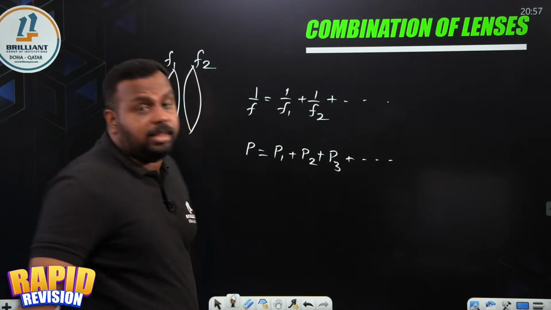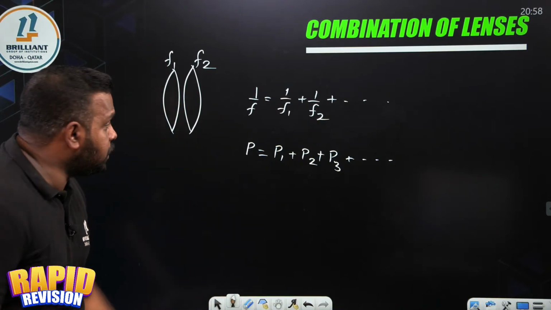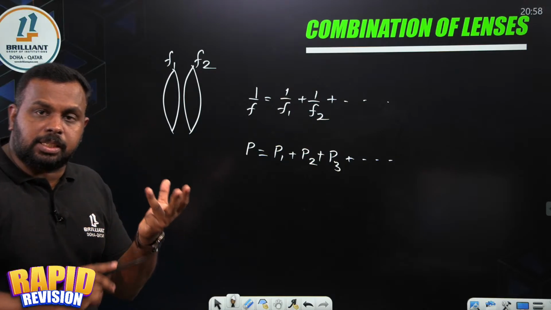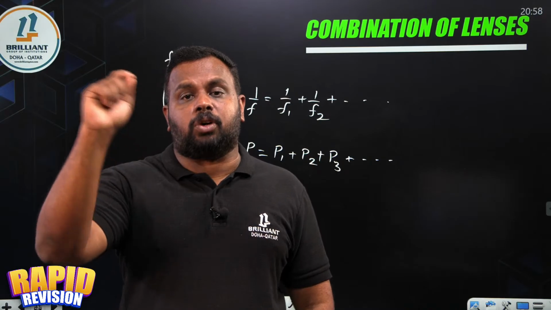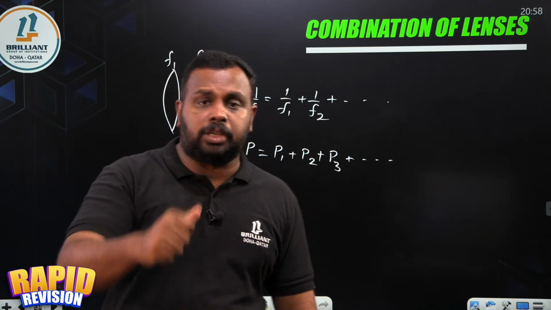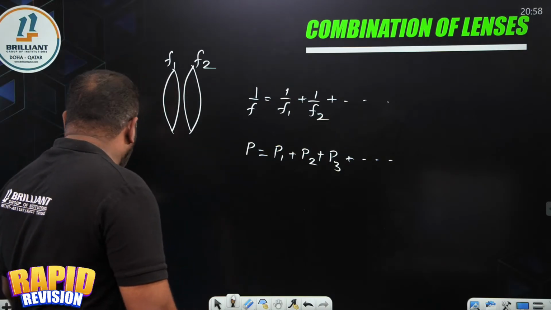But my dear students, again in this topic, be careful about the sign. If in a question it is given that one convex lens is combined with a concave lens, then the focal length of convex is positive, concave is negative. So don't forget to substitute the proper sign. Okay, so I think this part is also clear for you.